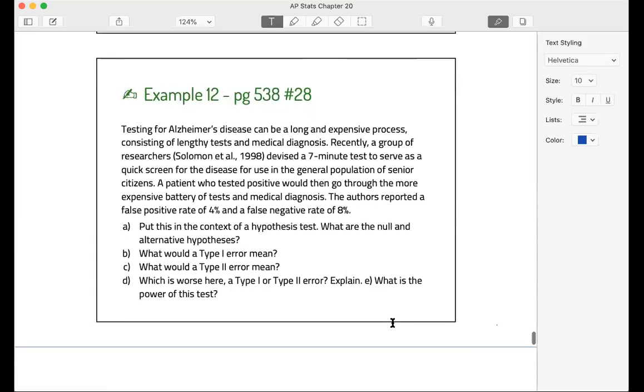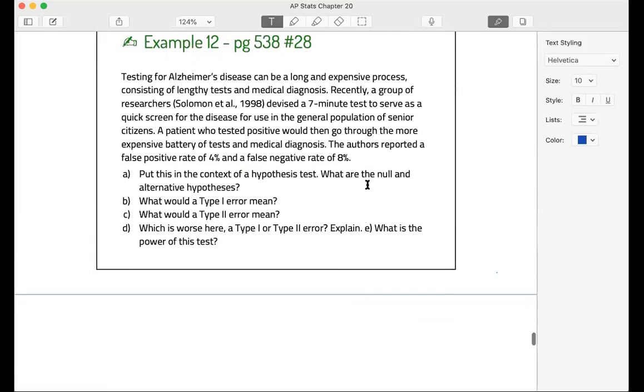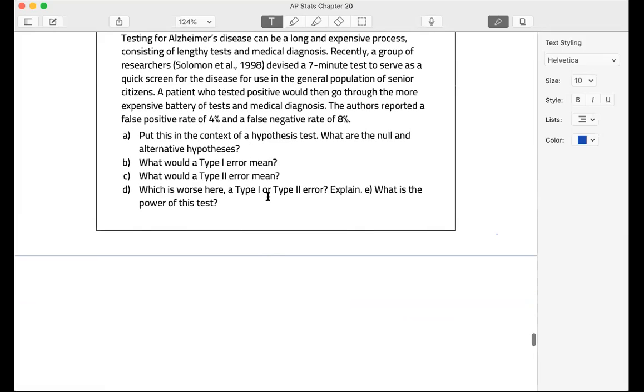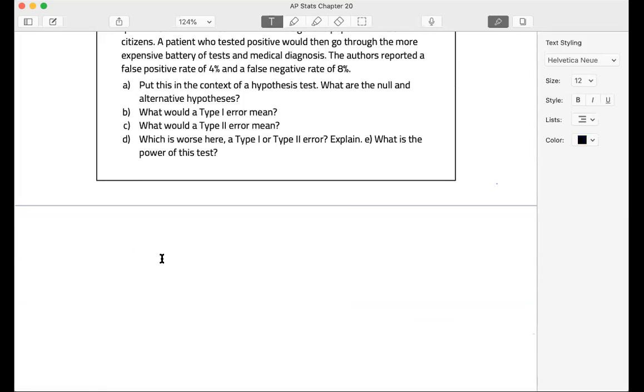All right, so A, put in context of the hypothesis test. What are the null and alternate hypotheses? What's a type 1 error? What's a type 2 error? Which is worse? And then E, what is the power of the test? Okay, so let's go ahead and answer these questions. So this is example 12.